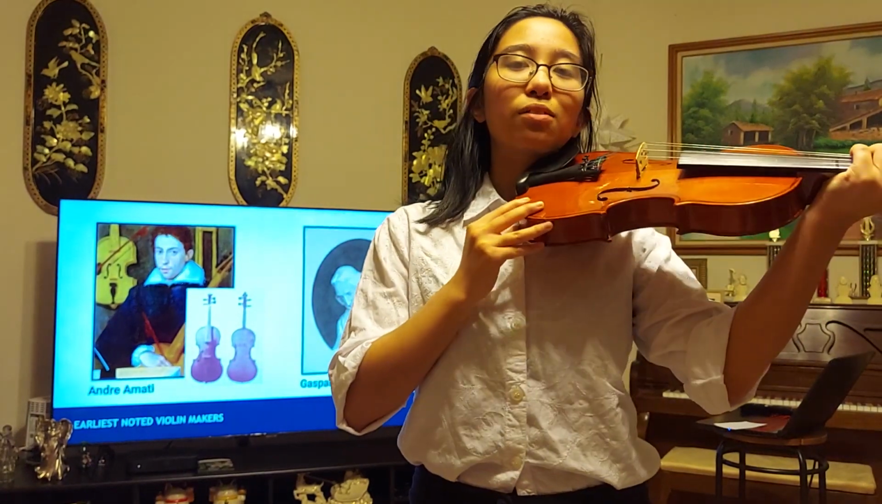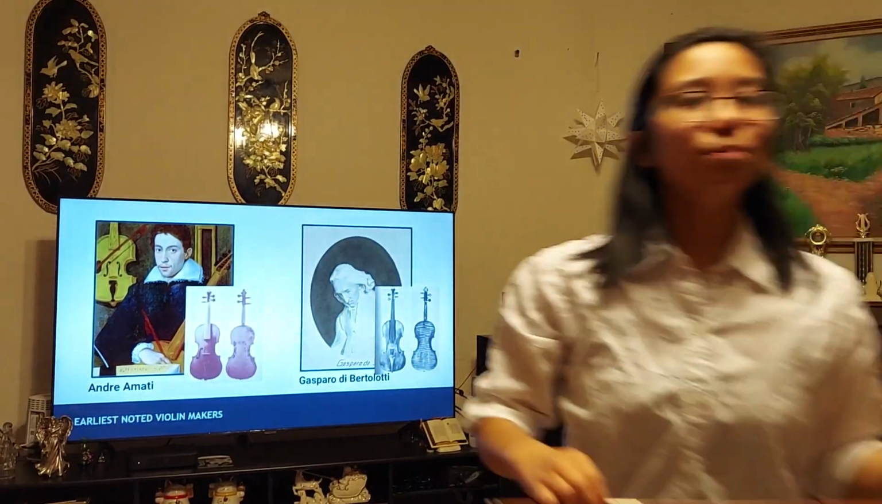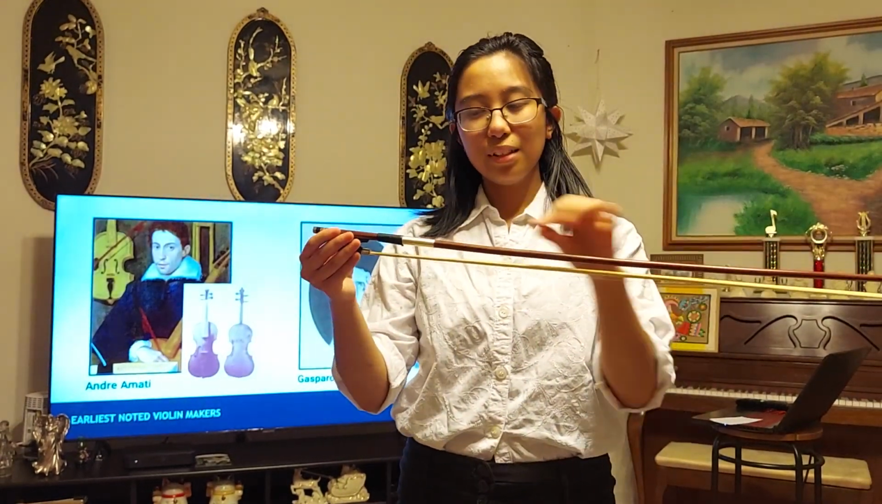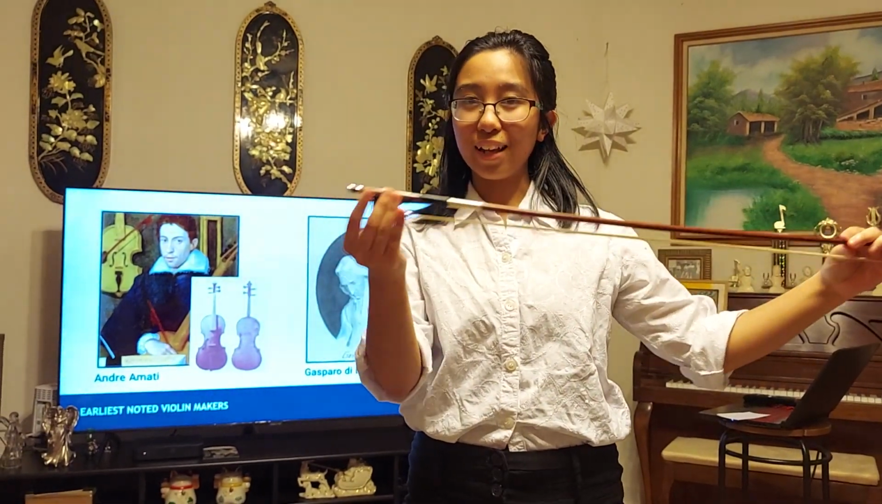The chin rest supports the head. That's where your chin and jawbone rest. And in addition to the violin is the violin bow. Here we have the bow stick, the bow hair, the frog, and the screw.